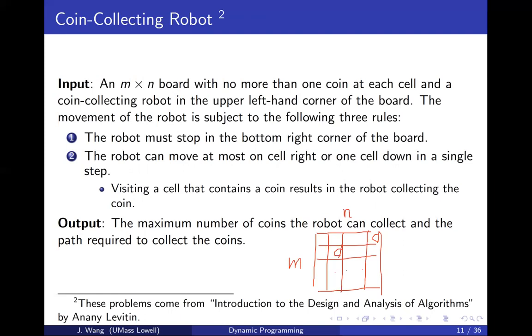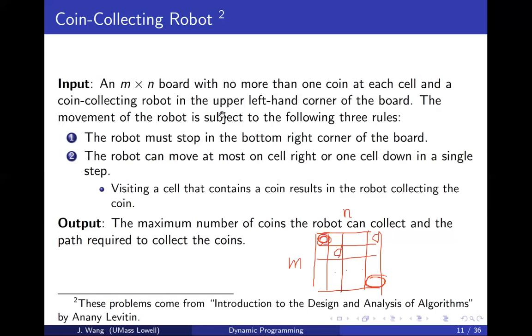Now here you can see you start from the upper left hand side corner. So this is where you start. But then you just keep moving, and the robot must stop in the bottom right corner of the board. So you must stop here, you start from here. There are some coins in here.